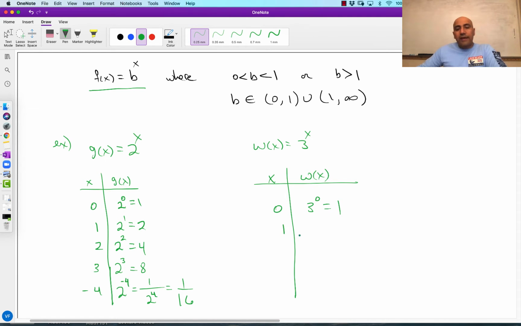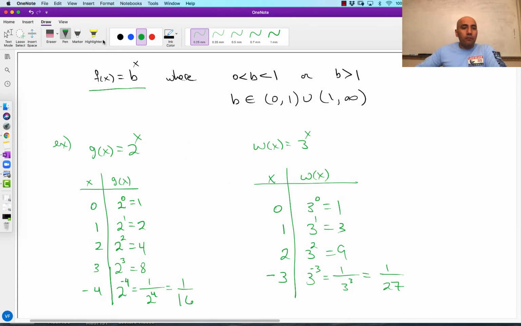We can let x be 1. We get 3 to the first power, that's 3. We can let x be 2. That's going to be 3 to the second power, that's 9. So we start to see that these are powers of 3. Also, x is allowed to be negative, so maybe it's equal to negative 3. That would be 3 to the negative 3, which is equal to 1 over 3 to the positive 3 power, which is equal to 1 over 27.